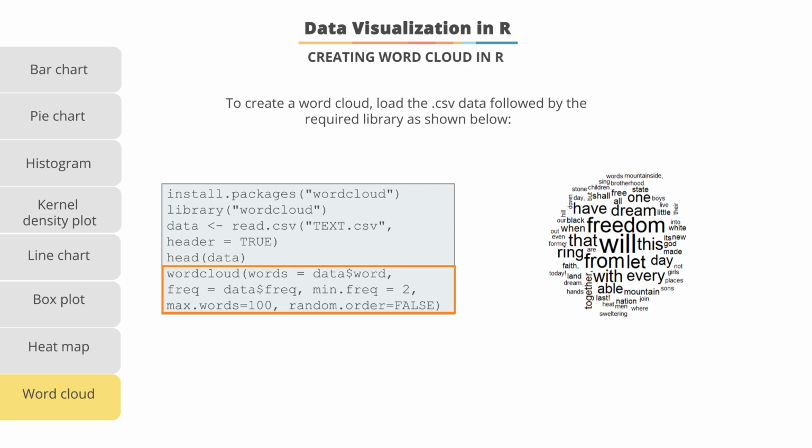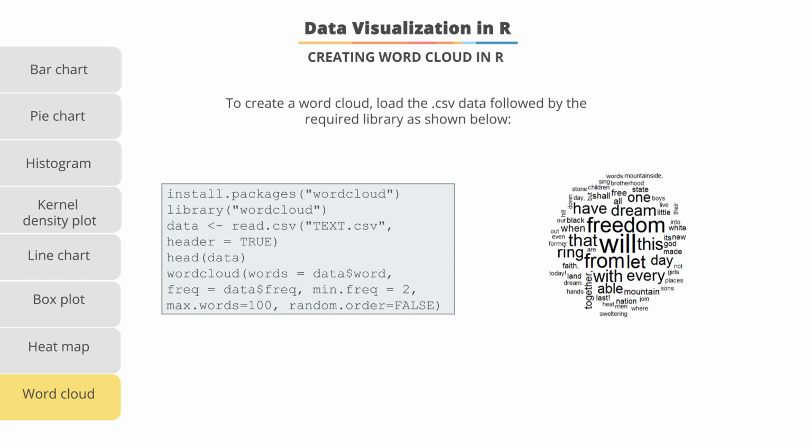And so from wordcloud, the actual function that we're running here, we're saying within the data set data and the column word, we also want to get the frequency of those words. We want to include only words that have a minimum frequency of 2. We want to include a maximum number of words of 100, and we can choose whether we want to randomly order these words or not.